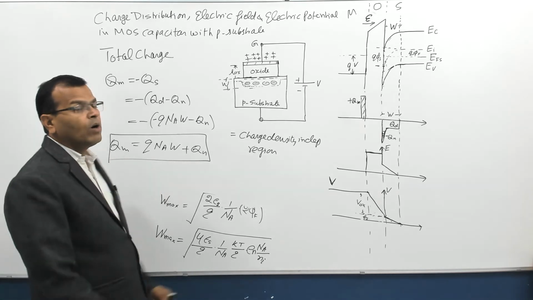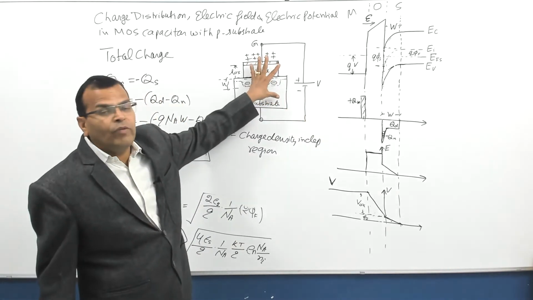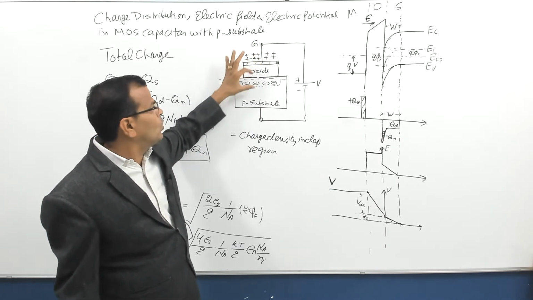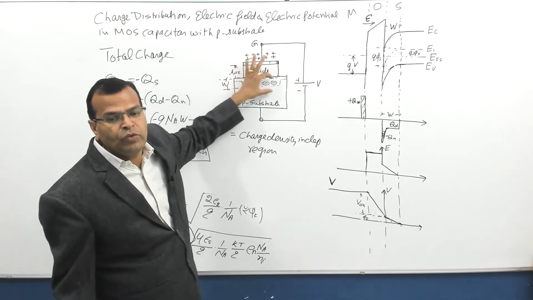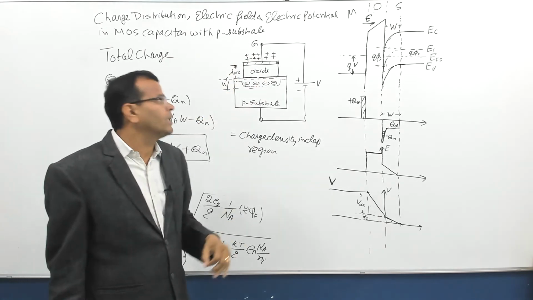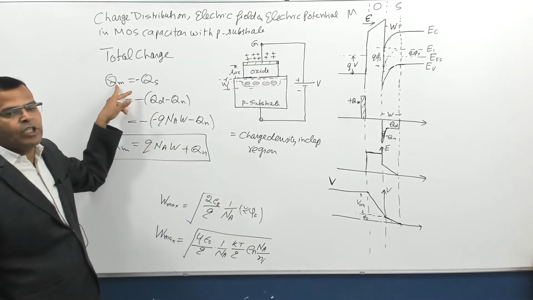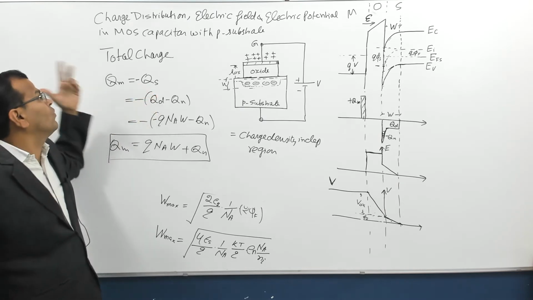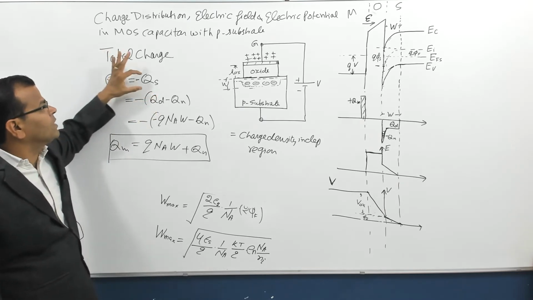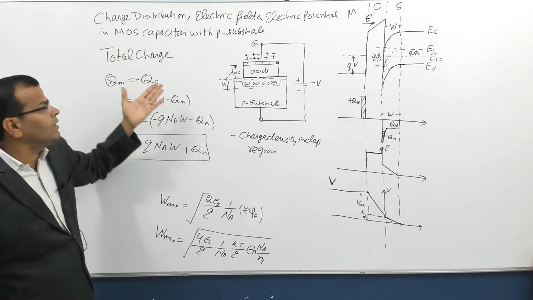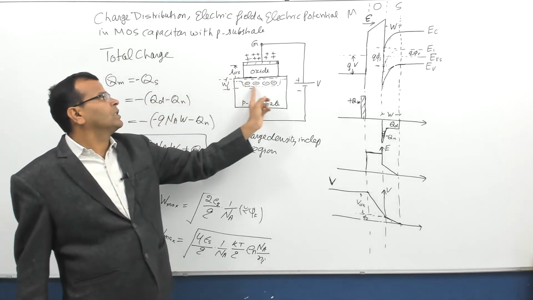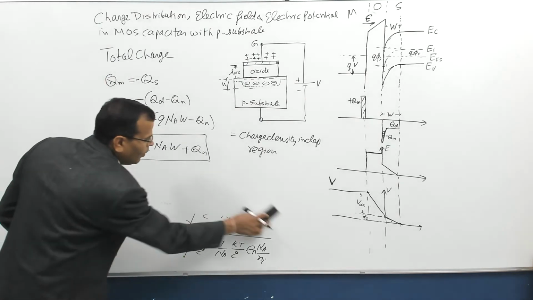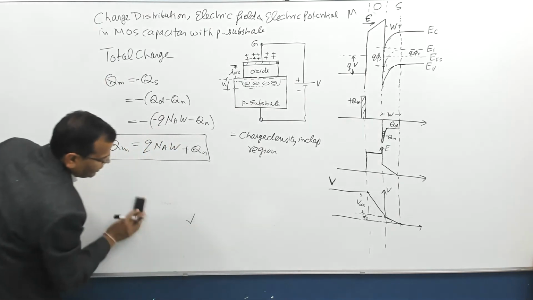Why so? Because the capacitor is always electrically neutral. The positive charge on the metal gate must be equal to the total negative charge on the semiconductor side. So that is why I have taken the total charge on the metal plate equal to the negative of the total charge in the semiconductor, or we can say the charge density on the metal side must be equal to the total charge density on the semiconductor side, assuming the area of cross section is the same. Fine.